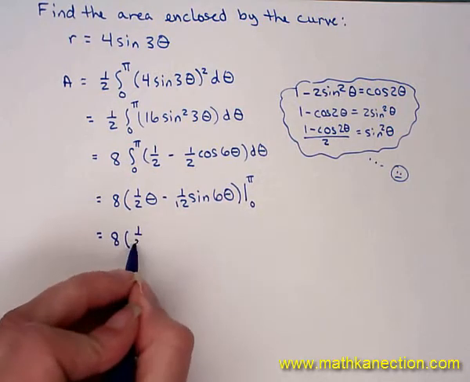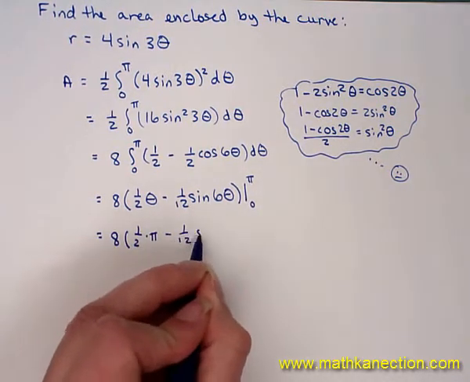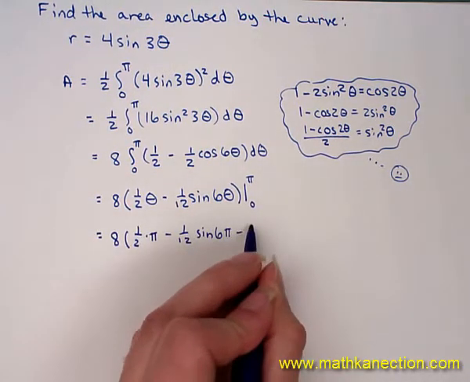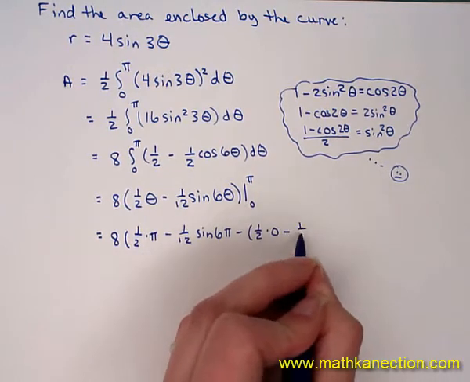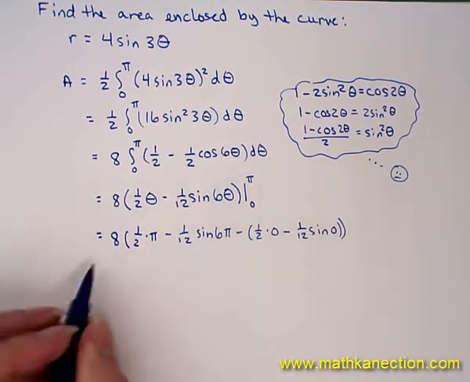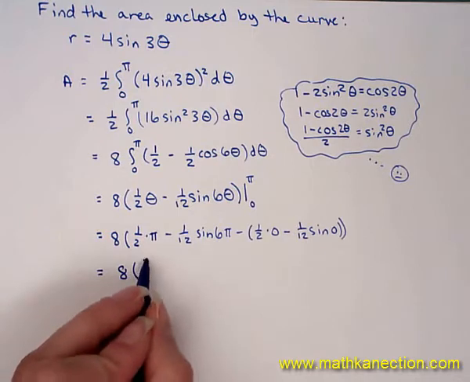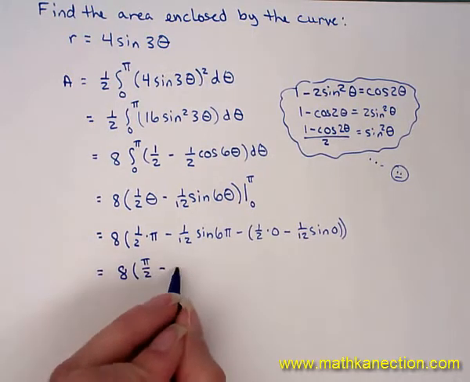Following the fundamental theorem of calculus, replacing in the value of pi, subtract replacing in the value of 0. And then simplifying to get the answer of 4 pi.